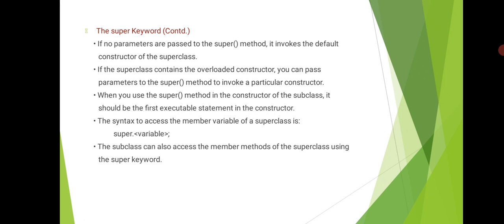Okay, so when you use the super method in the constructor of the subclass, it should be the first executable statement in the constructor. So if I am using the super method in a subclass, it should always be the first statement. One subclass having a constructor means that constructor should have, as its beginning statement, a call to the superclass constructor using the super method.